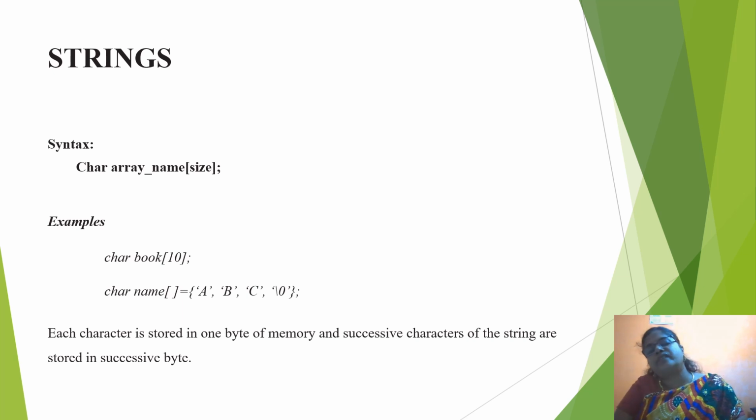Syntax: char array_name[size]. For example, char book[10], char name[] = {'A', 'B', 'C', '\0'}. Each character is stored in 1 byte of memory, and successive characters of the string are stored in successive bytes.